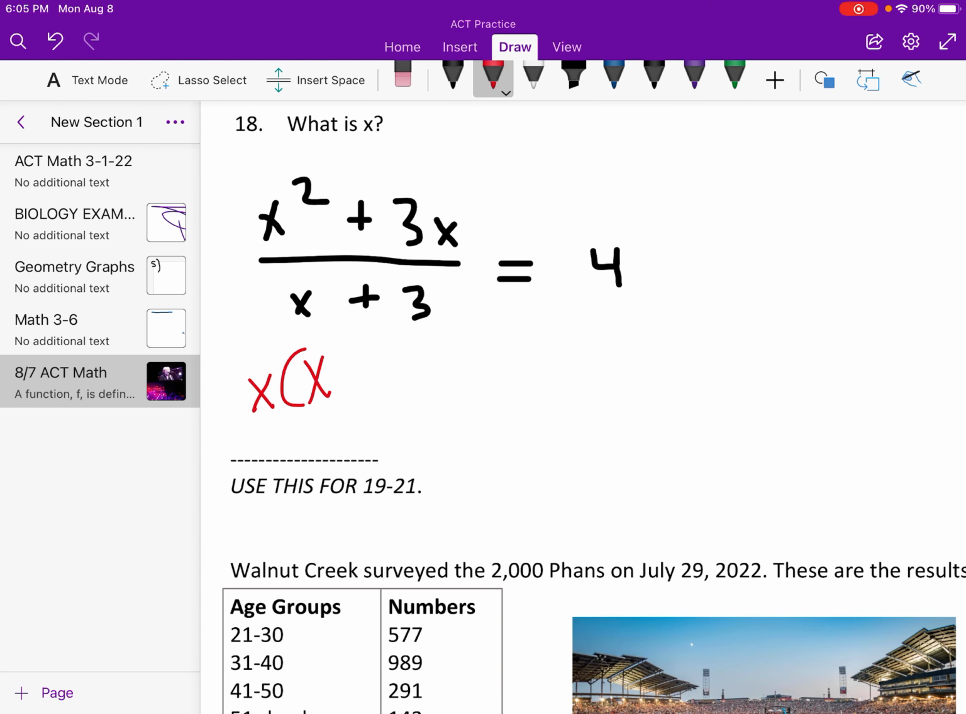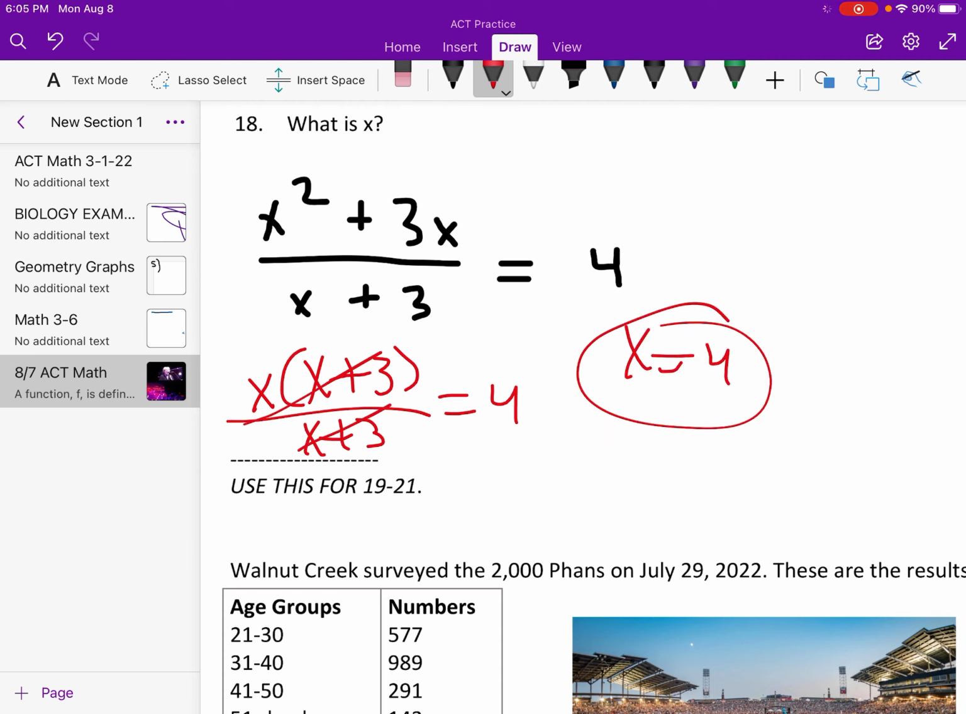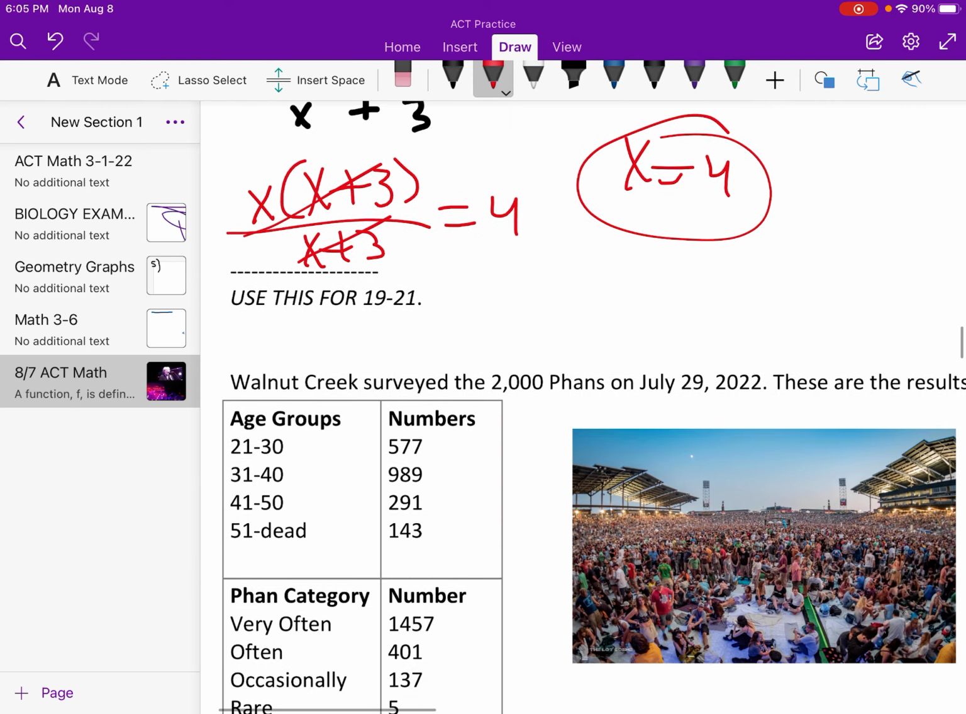Now, if you divide an x out of 3x, you just have 3. And then on the bottom, we have x plus 3 equals 4. Well, I don't know if you knew this, but if you see the same thing on the bottom and the top, bye-bye. Don't care about that anymore. It's just x plus 4. Or x equals 4, sorry.